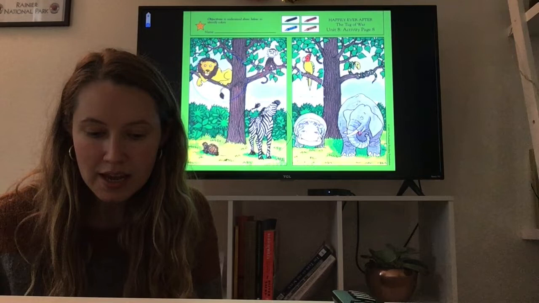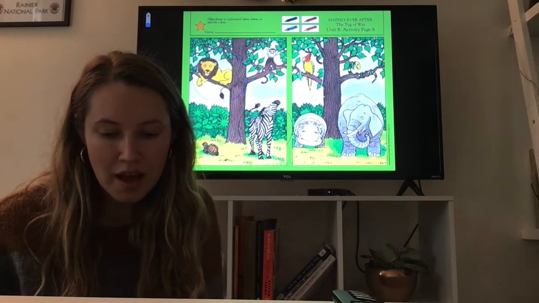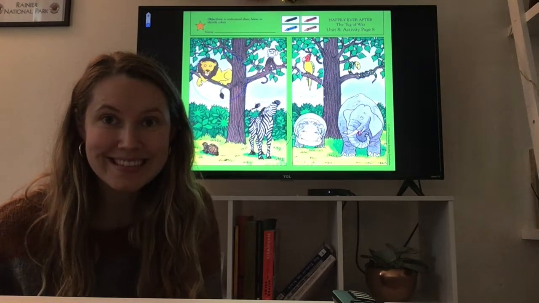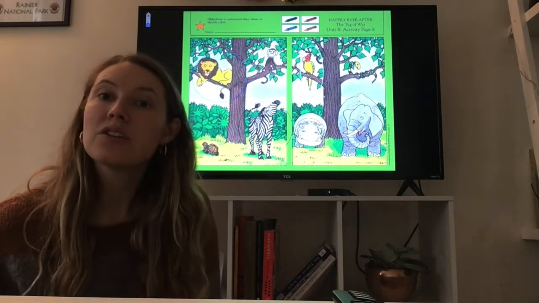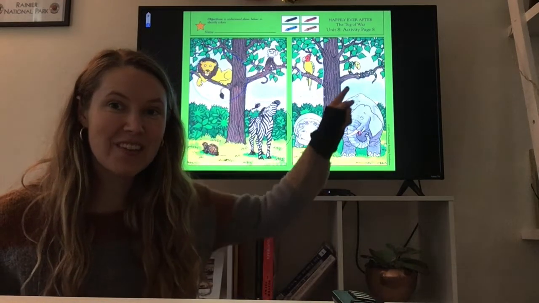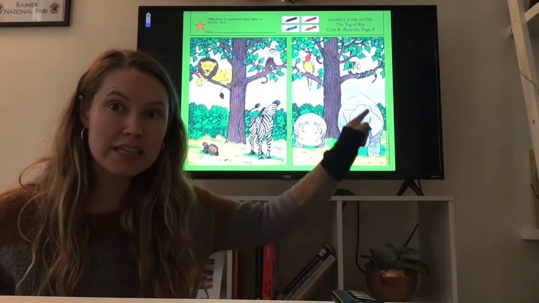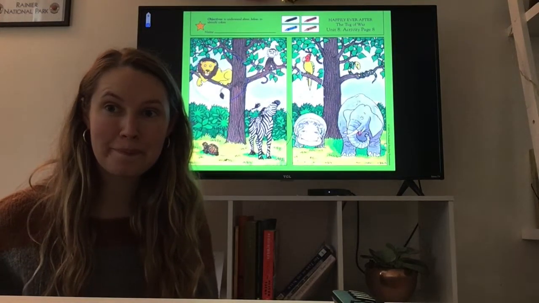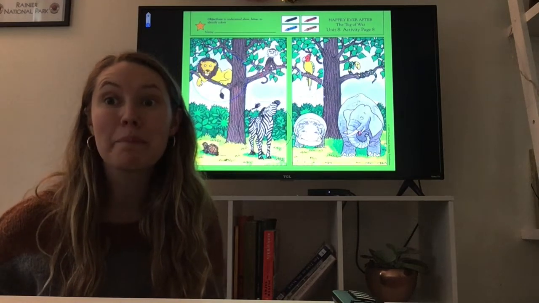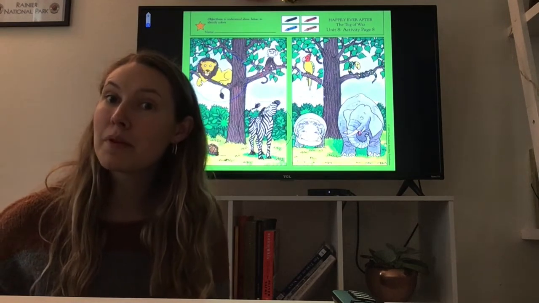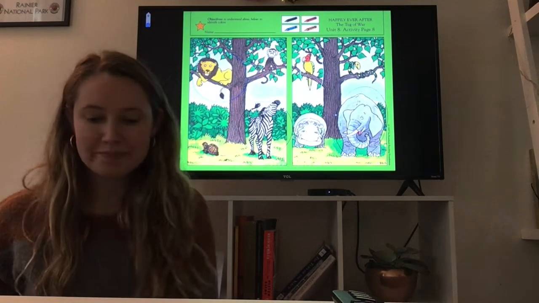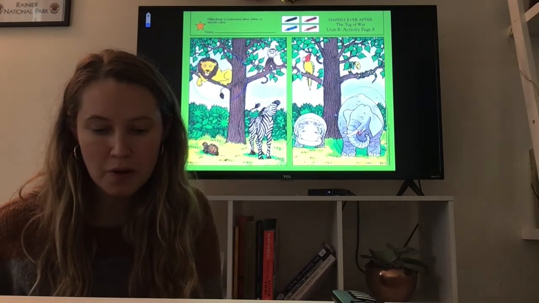Okay, on to our next one. Look at the animal below the snake. Ooh, so where's our snake? He's over here in the tree. What animal is below him? The elephant. Very good. We're going to be circling him in black. So the animal below the snake, we are circling in black. There we go. Okay, two more.